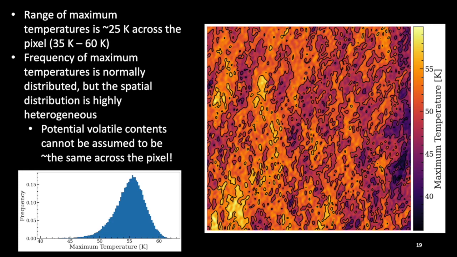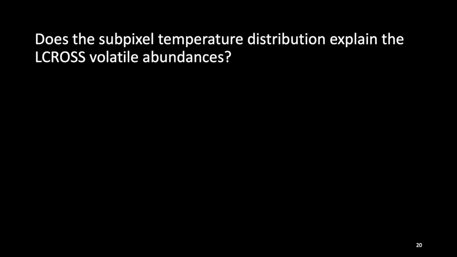This means that we cannot assume that the potential volatile content of any particular pixel is roughly the same anywhere within it, highlighting the need for a better understanding of the physical characteristics of PSR terrain at these scales before sending a resource extraction mission. Now we can ask the question of whether or not the subpixel temperature distribution can explain the LCROSS volatile abundances. In short, no, it cannot.